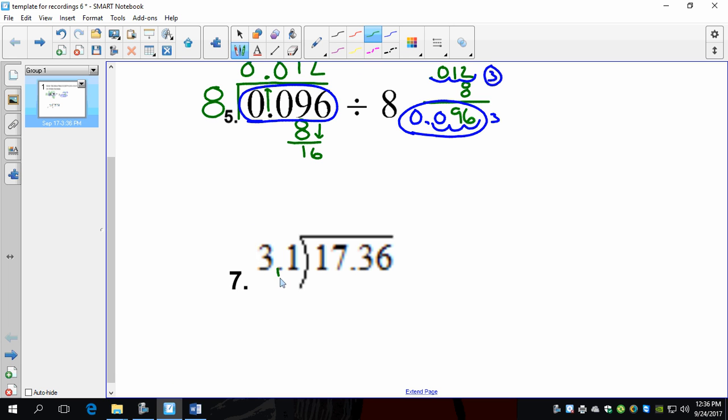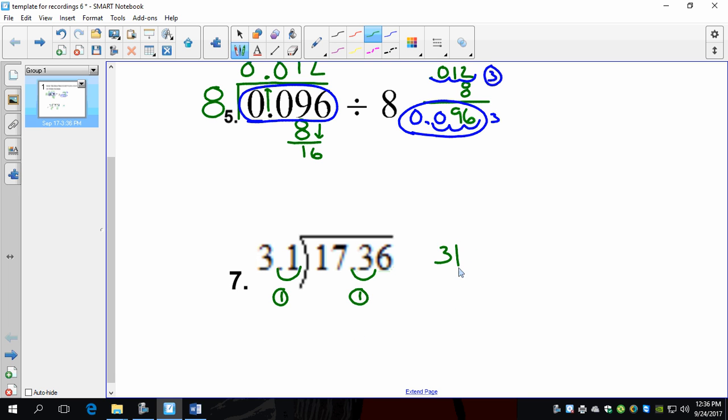We need to essentially move the decimal out of 3.1. If we move this decimal over one place, we then have to do the same move in our dividend. So the divisor is the one that tells the dividend how many places it has to move the decimal. If we only move it once in our divisor, then we only move it once in our dividend. And then we can actually recopy our problem. We actually get a new problem.